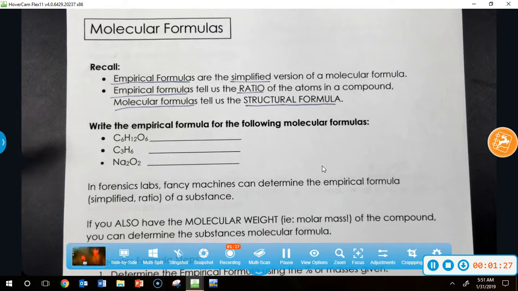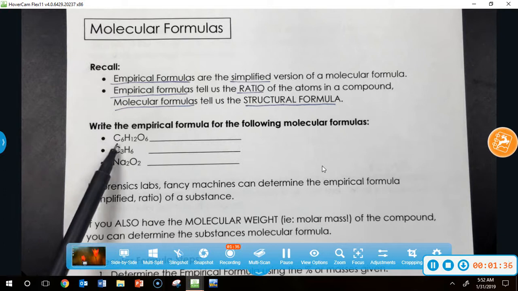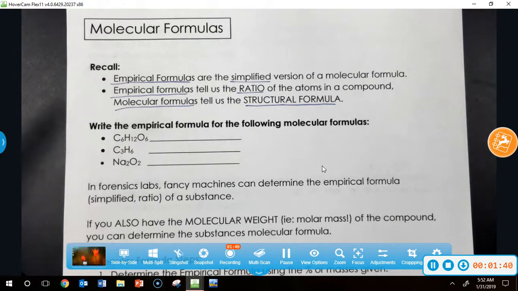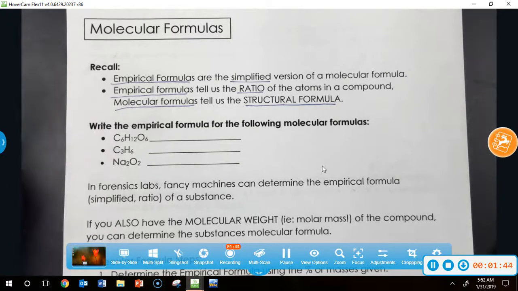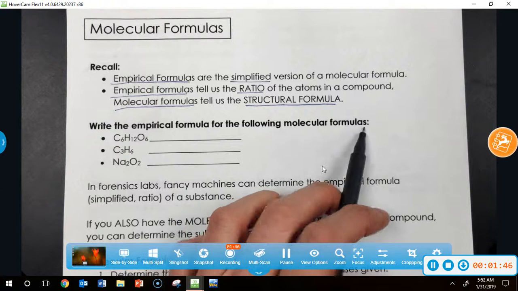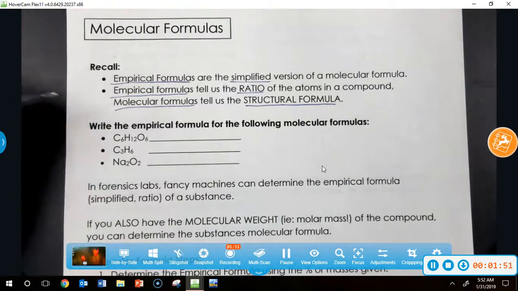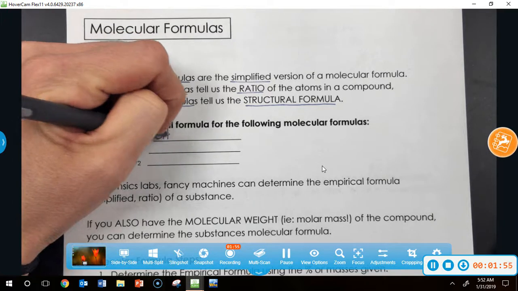Okay, so I've gotten a few questions in tutorials over the last few days that I want to address. When you see something like this, where it just gives you a molecular formula and asks you to write the empirical formula, there is nothing complicated about this. It's simply asking you to take the entire molecular formula and simplify it. Okay, so C6H12O6 would just be CH2O.